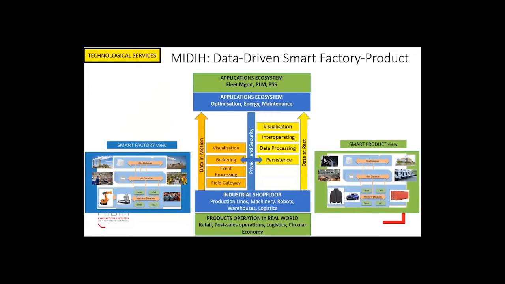And so in data in motion, you have field gateways, event processing, brokering, and then visualization. And then you interoperate, for instance, via Lambda architecture with the data at rest, persistency layer, data processing, interoperation, maybe with legacy systems. This is quite appreciated: the fact that your application, your experimentation is also involving existing legacy systems in your company, which means PLM systems, ERP systems, supply chain management system, and then visualization again.